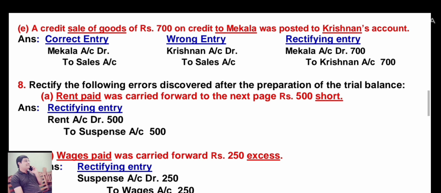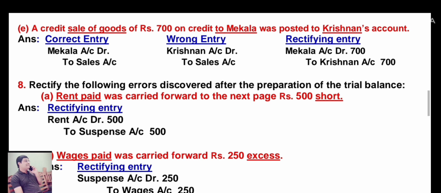So normally, what is the correct entry if we sell goods to Meghala? The correct entry is Meghala account debit to sales account. But in the wrong entry, what did they do? Krishnan account debit to sales account. So on the debit side, they made the mistake. Instead of Meghala, they wrote Krishnan.